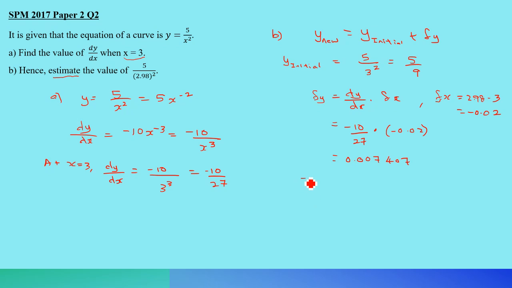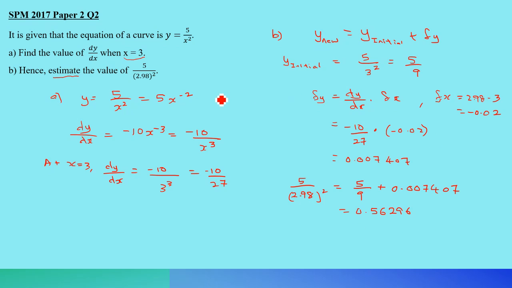So what is the new value? The new value for 2.98 power 2 will be your initial 5 over 9 plus the changes, 0.07407. So use your calculator, you can work it out, you can put it to 5 decimal places, unless the question has asked you otherwise. In this case they didn't ask how many decimal places, so I'm just going to put it to 5 decimal places. So this will be your final answer.